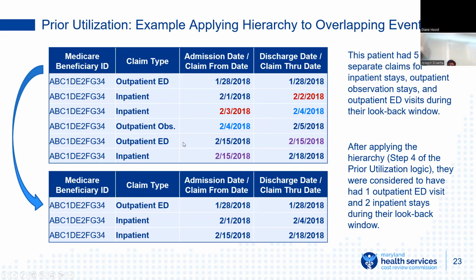This ED visit here overlaps with the start of this inpatient stay, so we consider that an inpatient ED visit, and that is excluded. And this outpatient observation stay, the from date on that claim overlaps with the discharge date of the hospital inpatient claim, so we excluded that outpatient observation stay according to the hierarchy. So we end up with 3 events instead of 1, 2, 3, 4, 5, 6.